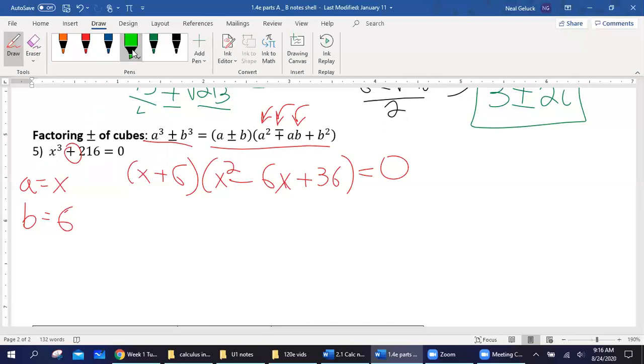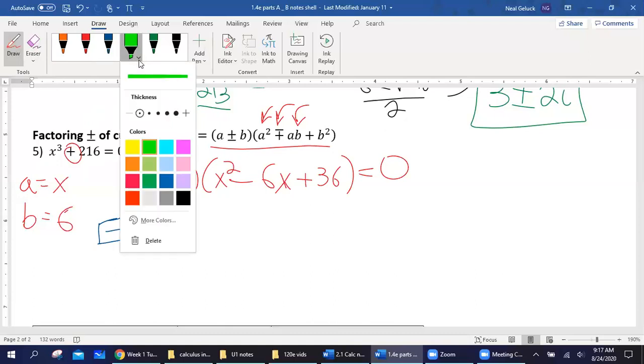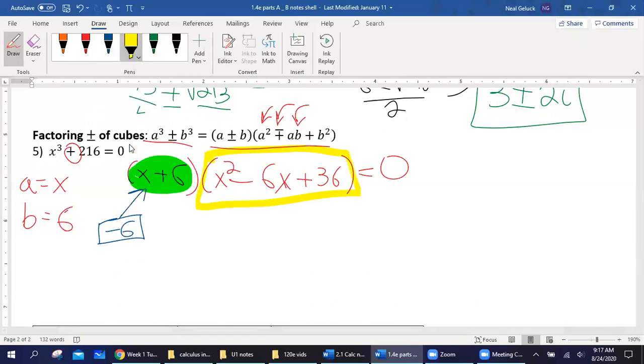Remember, I'm trying to solve this first factor here. I can just use the zero factor property. The thing that makes that 0 is -6. But the hitch on this problem is all of this stuff, which I have to use quadratic formula on. So we're back to quadratic formula.